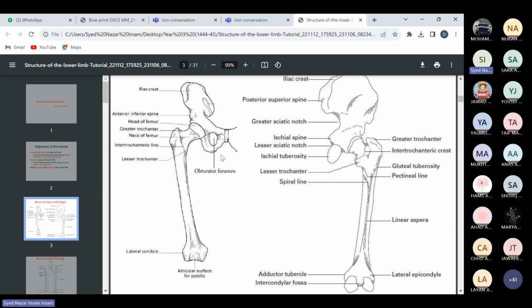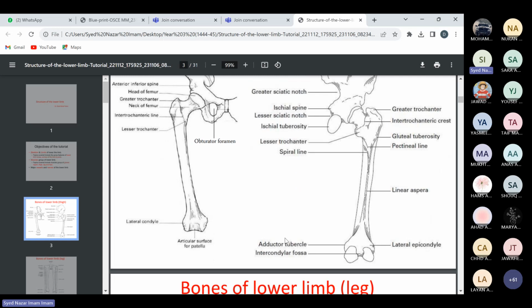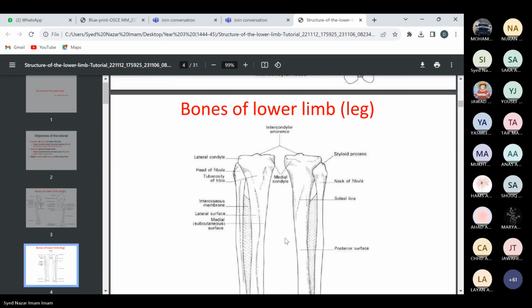The origin is, where is the origin? On the pubic bone. Insertion, where is the insertion now? Now see this. This is the linea aspera and it has two lips, the medial lip and the lateral lip. So the medial muscle will take insertion on the medial lip of the linea aspera as well as the adductor tubercle. So they are going to ask you to identify the adductor tubercle, and they name the muscle which is attached to the adductor tubercle. So this is about your femur. Now let's go to the leg.